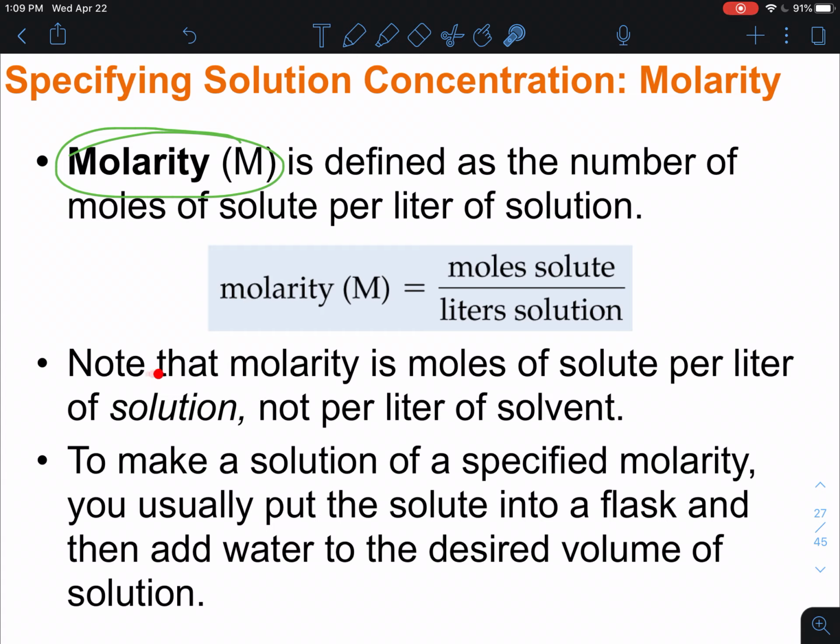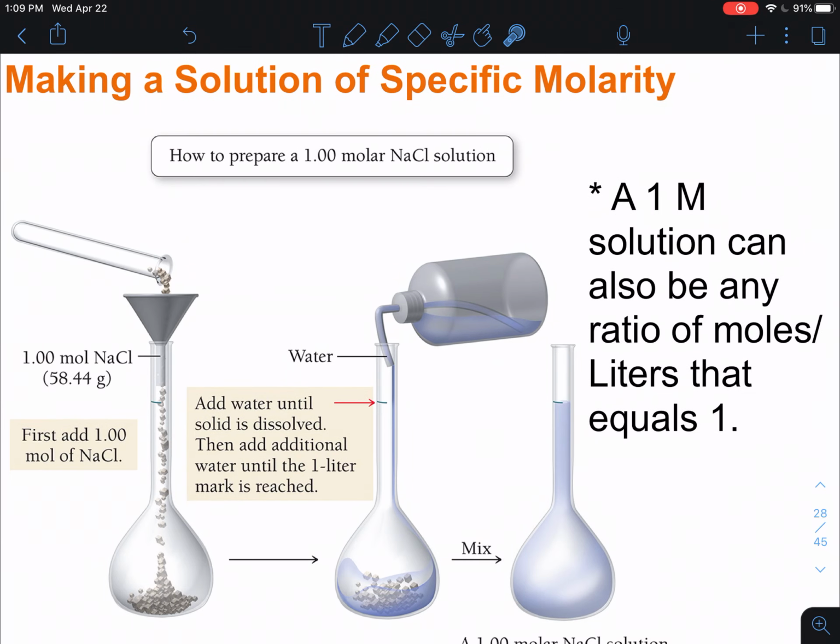Okay, and this is the same thing with the mass percent situation. Note that the molarity is moles of solute per liter of solution, not per liter of solvent. To make a solution of a specific molarity, you usually put the solute in a flask and then add water to the desired volume of solution, okay?